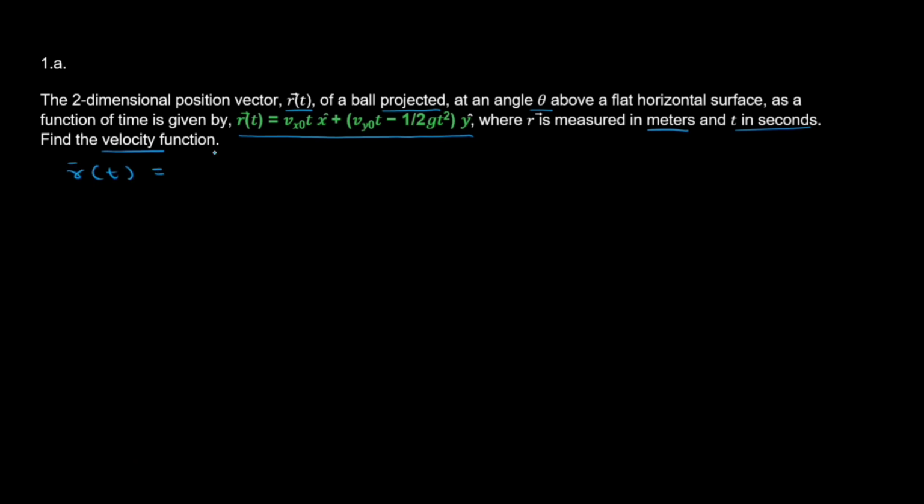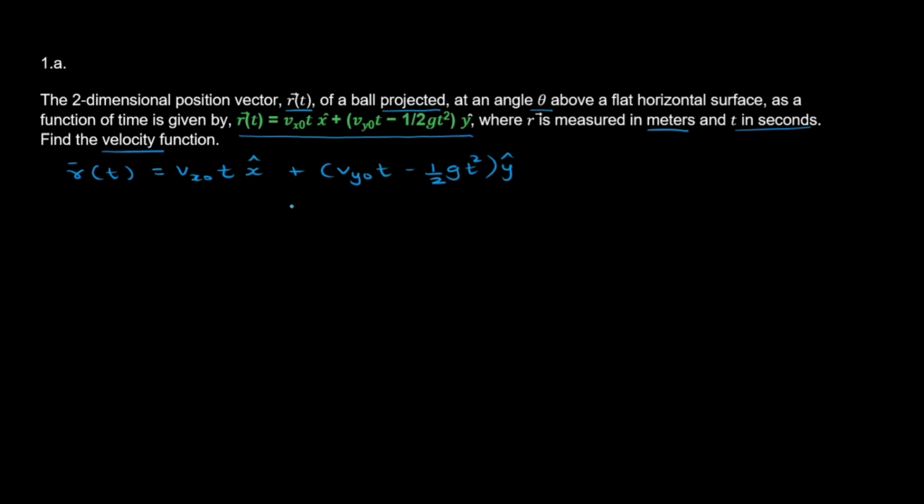So here in this question, they have given us the position function r bar in vector form, which is vx0 t x cap plus vy0 t minus half g t squared y cap. And we need to find the velocity function from this. Now, this is an example of projectile motion because the ball is projected at an angle theta.